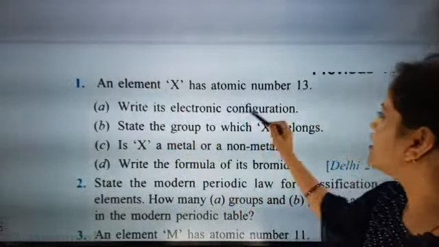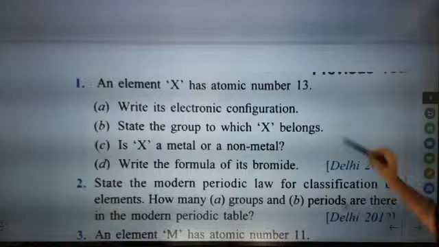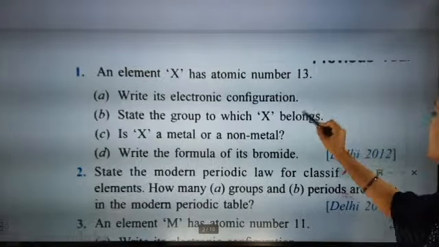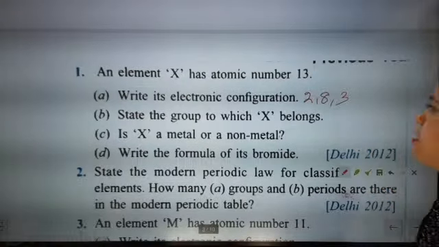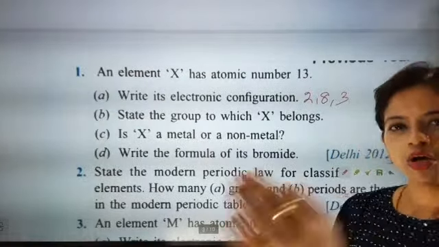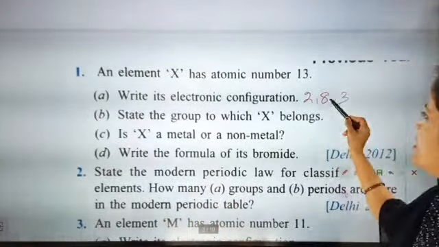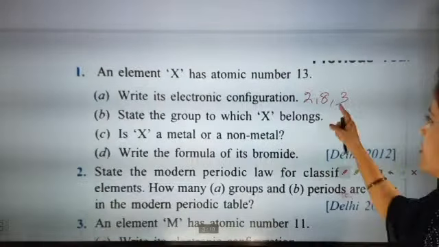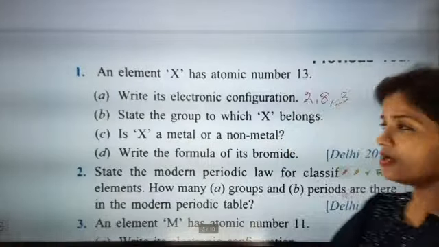Okay, write its electronic configuration. Electronic configuration, how are you going to write? 13 means what? 2, 8, 3. 2, 8, 3. So you know that 2, 8 comes for which one? 2 is helium. Helium, neon. After neon, what will come? Check. After neon, sodium, magnesium, aluminium.